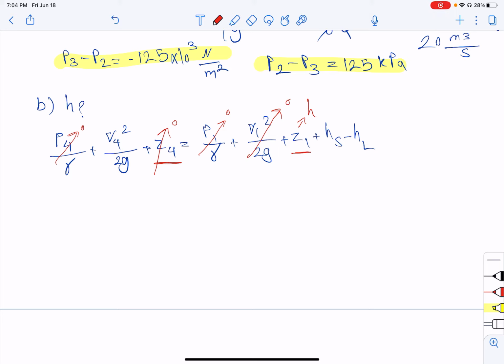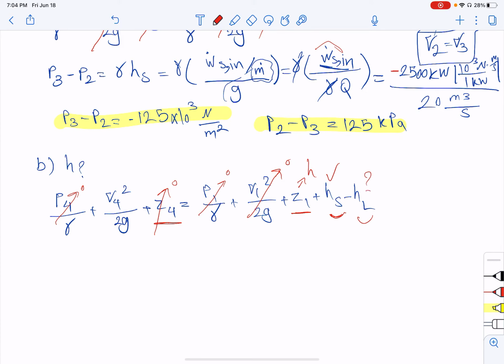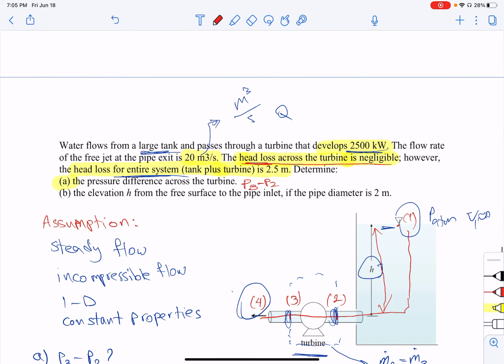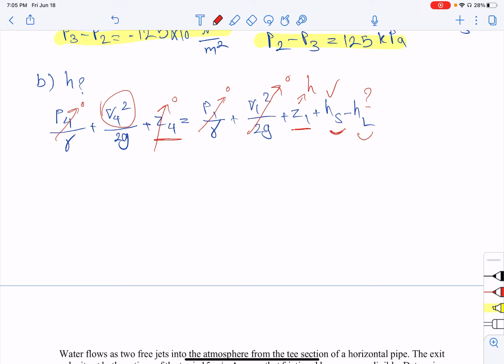Now, what else do we have? We are trying to find HL, right? So we know HS, because we have the W dot, so easily we can find this one. We don't know HL, but how about V4? Let me see if we have V4. We don't have V4, but we have the area here, which is the same as the area at 4, and also we have the flow rate here, so we can easily find it. So let's first find V4.